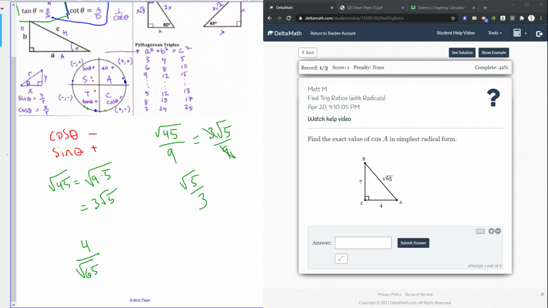radical on the bottom. So some people will simplify the radical first and then rationalize the denominator. I like to just rationalize first and then simplify. So I'm going to multiply by root 65 over root 65. Okay, we're multiplying by 1 creatively. So I have 4 root 65 on top. On the bottom, root 65 times itself is 65. Now let's think about simplifying root 65. So what goes into 65? 5 and 13. Both are prime. Can't break it down any further. So that's it.